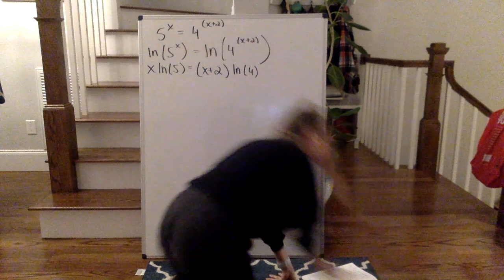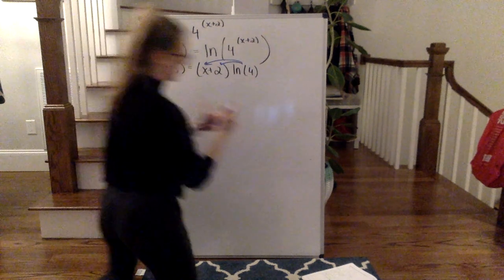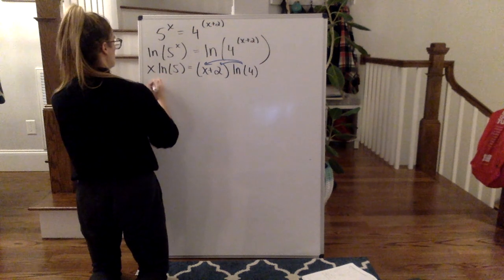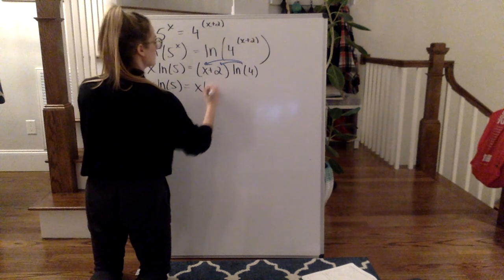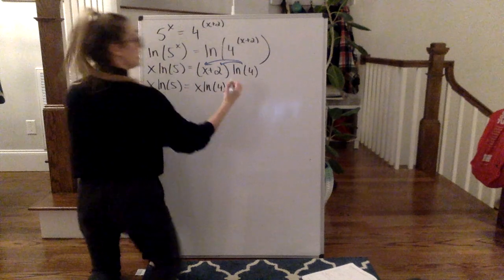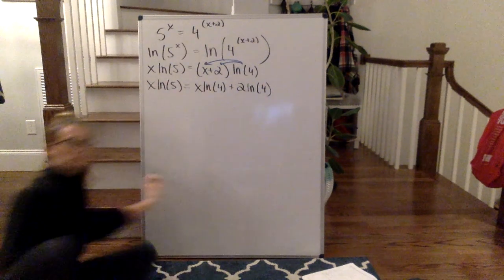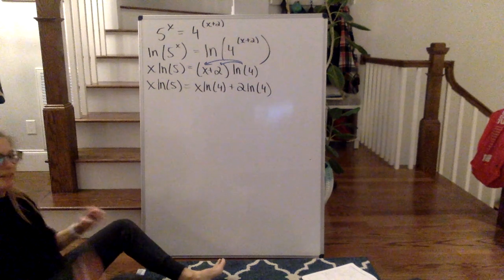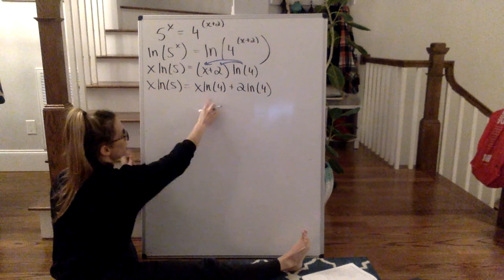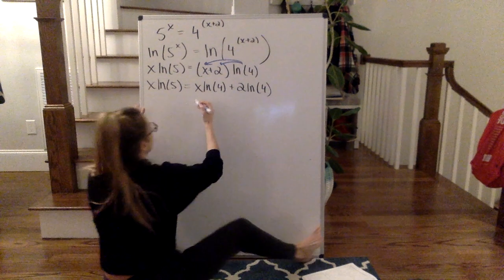So what I should do here is distribute. Distribute that number into the parentheses. So the left-hand side will be unchanged for now, x ln of 5, but the right is going to become x ln 4 plus 2 ln 4. So it's just distribution. Okay, now we're trying to solve for x. That means get anything that has x in it on the same side of the equation. So right here, I should be subtracting x ln 4 from both sides.